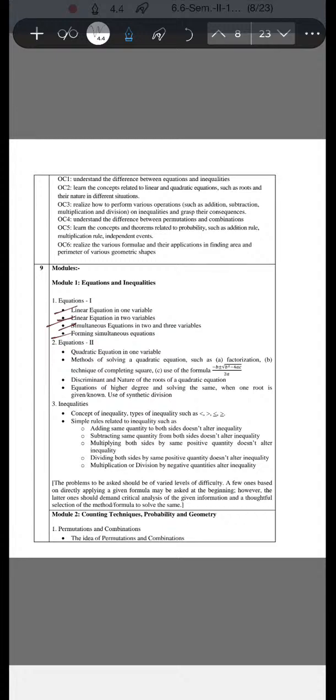Okay, now one more term we have to understand. Equation second, that is a quadratic equation in one variable. Okay, quadratic equation in how many variables? In one variable we have to understand. What is the time now? It's around 9 o'clock now.